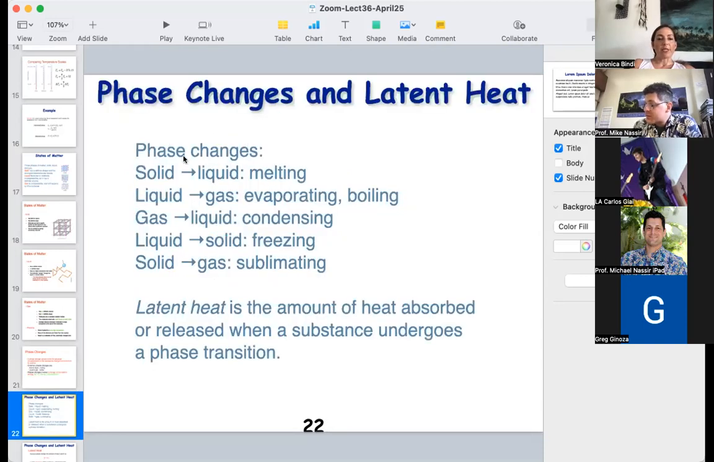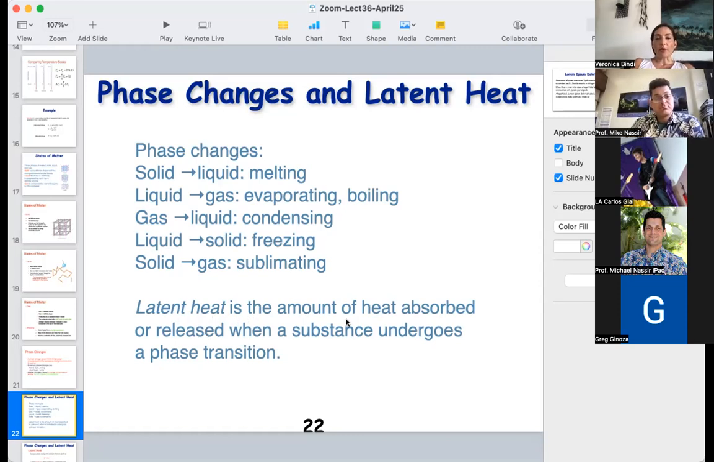So how do we call these phase changes? Solid to liquid, we said melting. Liquid to gas, we said evaporating or boiling. Gas to liquid, we said condensing, which is what we have, for example, on the windows when you have air conditioning inside and outside is colder. Liquid to solid, we have freezing. And solid to gas, which is something that occurs more rarely, is sublimating.